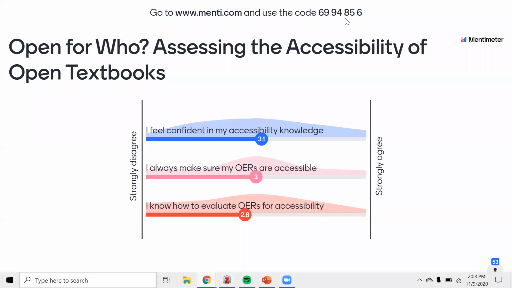Okay, it's still changing. We'll give it just a couple more seconds. All right, the accessibility knowledge is really all over the place, and then evaluating and making sure. We definitely see some people who strongly disagree, so we have some people who are not familiar. That's good to know. All right, so I'm going to go back to the presentation now.